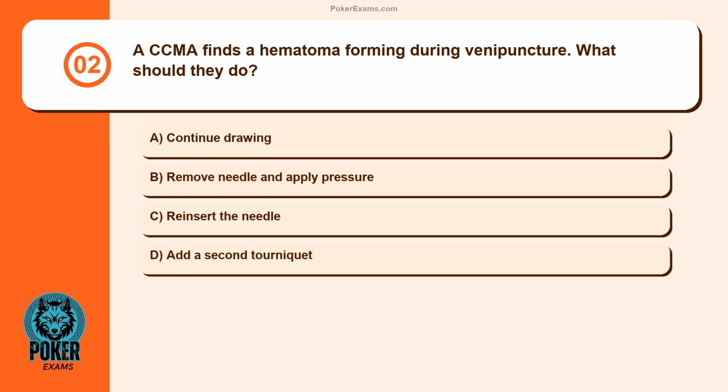Question 2. A CCMA finds a hematoma forming during venipuncture. What should they do? Continue drawing. Remove needle and apply pressure. Reinsert the needle. Add a second tourniquet.